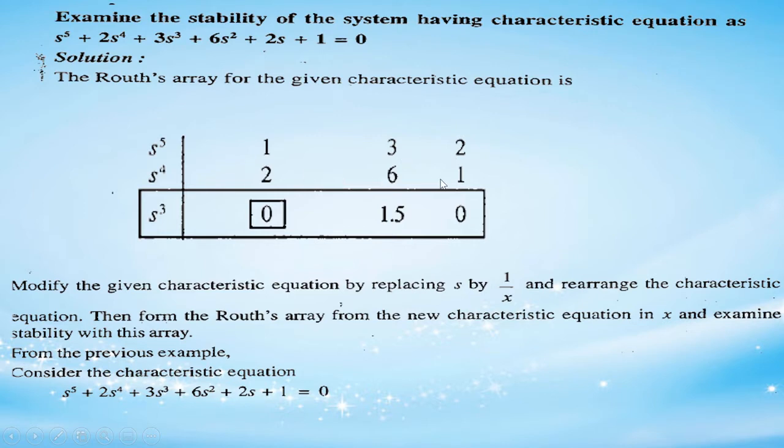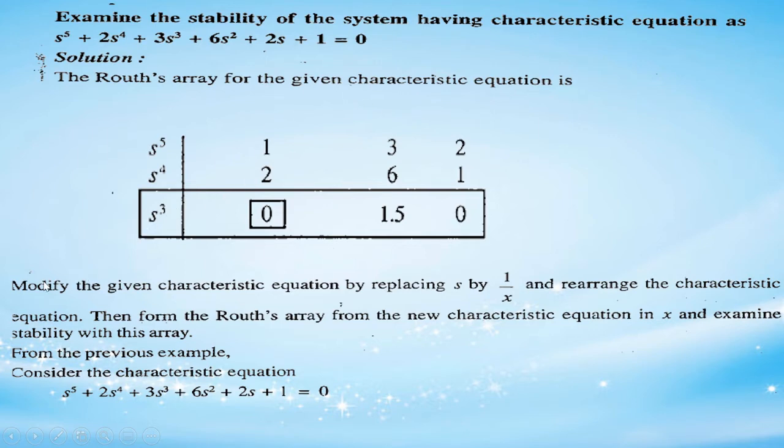The first two rows of the Routh array can be got from this equation. Starting from the highest power, s to the power of 5, it is an odd power. So write the coefficients of all the odd powers from the given equation. So it is 1, 3 and 2. Second row, write the coefficients of all the even powers from this equation, that is 2, 6 and 1. So the first two rows have been completed.